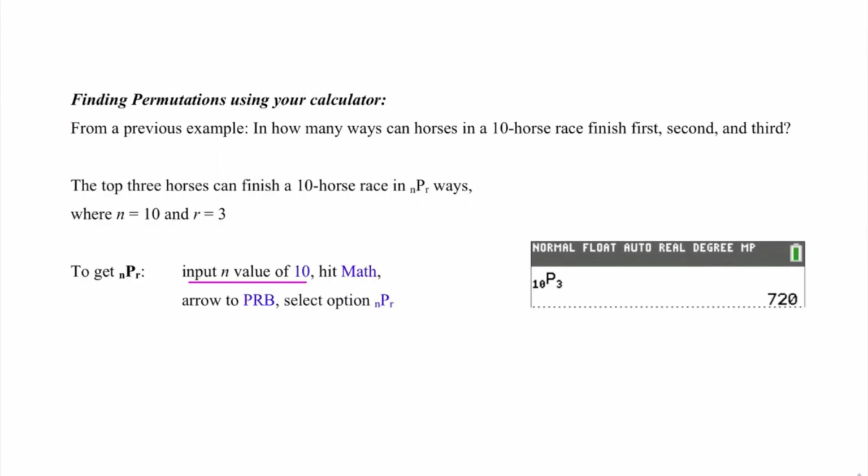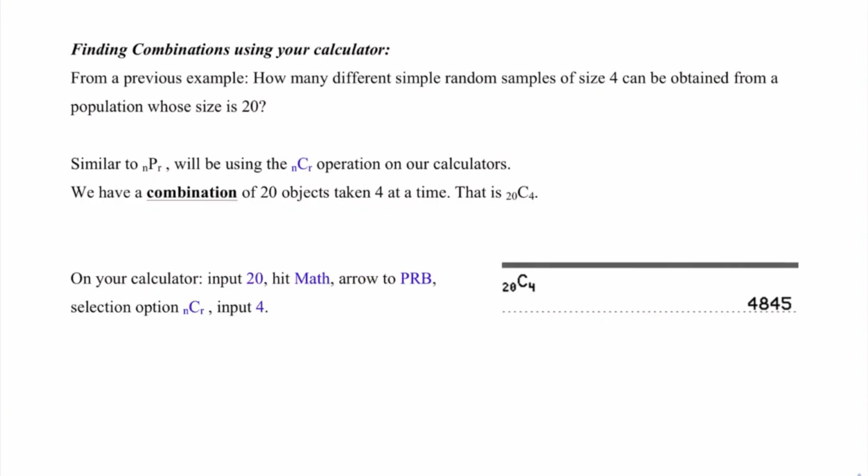Heading back over to the notes now, we know how to find nPr, so now let's go ahead and use the nCr function, meaning now we're trying to find a combination based on the problem. Our previous example discussed simple random samples. We had size 4 obtained from a population of 20. So just like we had with nPr, now we're going to use the nCr operation. We have a combination of 20 objects where we're choosing 4 at a time. So that means we have a 20 choose 4 situation like we found by hand.